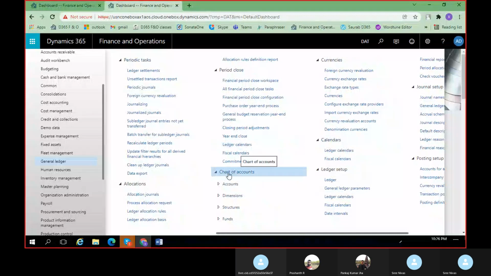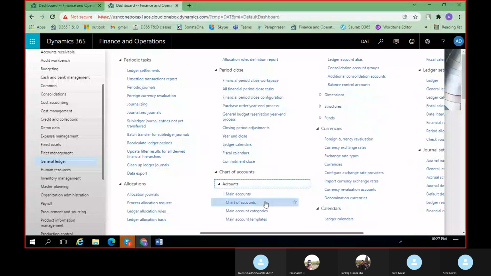And most important is chart of accounts. This is where the crux of general ledger lies. In order to post any transaction, as I was telling, you will have to configure this. A very important thing is the main account and the chart of accounts.